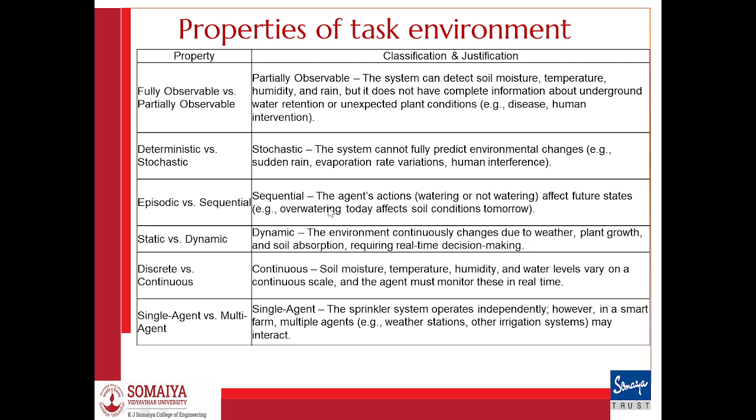The agent's actions taken today are going to affect the future states. For example, watering now and having the proper moisture maintained might mean it is not required to water again, but overwatering now might affect the soil conditions tomorrow, and so on. While the agent is operating, the environment might change and hence it is dynamic. The number of states, actions, and percepts are not going to be finite, and thus it is going to be continuous. And the sprinkler operating agent is the only agent working in the environment, making it a single agent architecture.